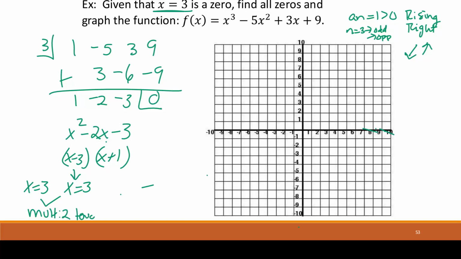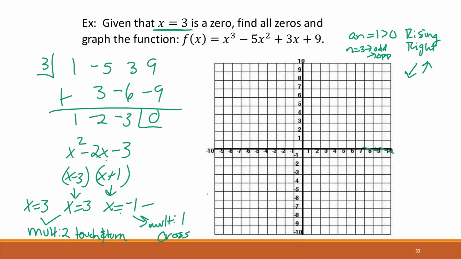So we're going to touch and turn. And so then this one's going to give us x equals negative 1. Its multiplicity is 1. So we're going to cross. So now we can do the graph, right? We know what we need to know. We also know that our y-intercept is at 9, right? Because if we put zeros in, we get 9. So we have a point, our y-intercept at 0, 9.